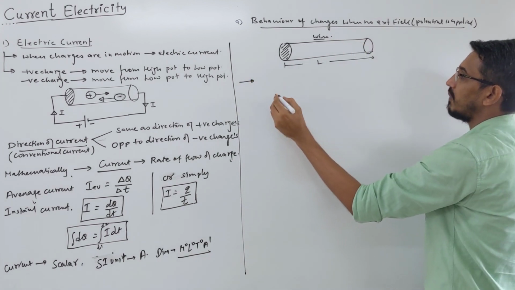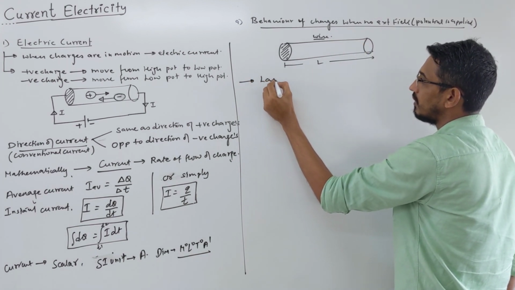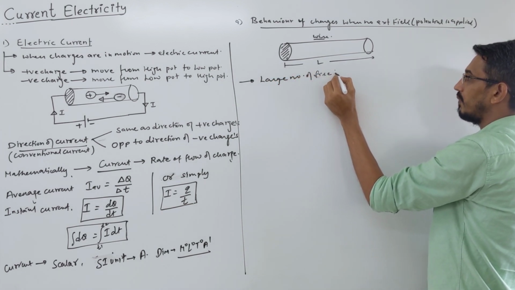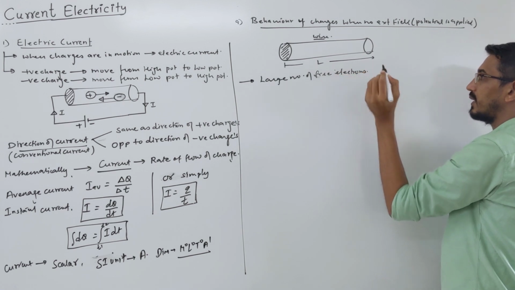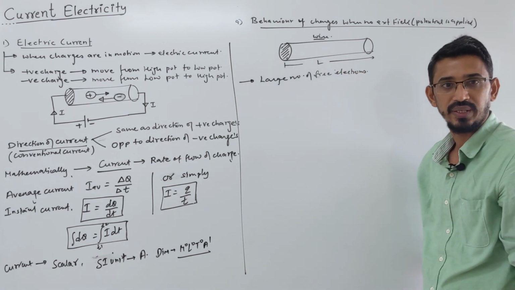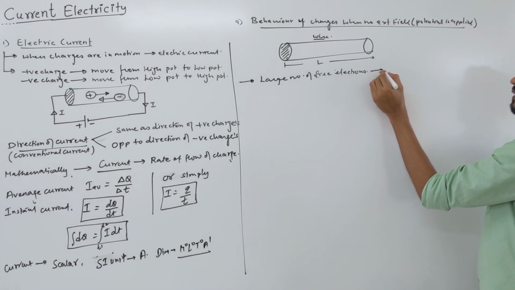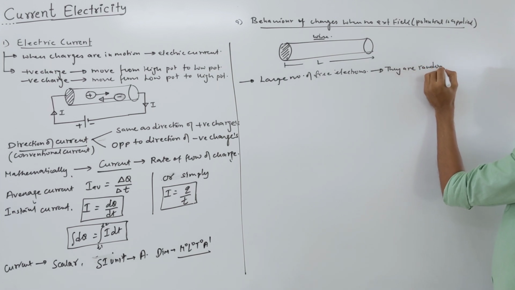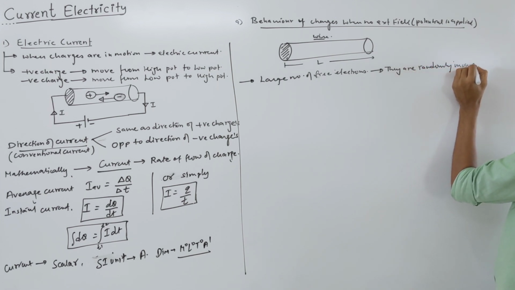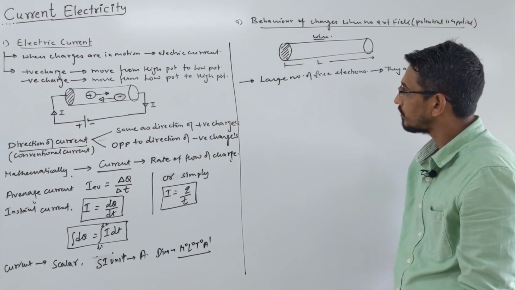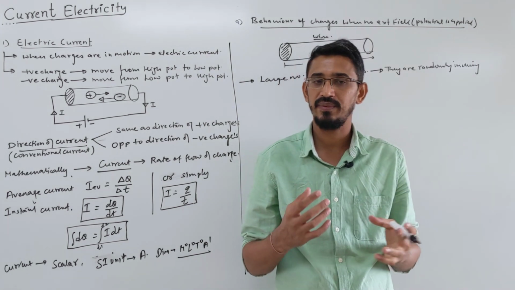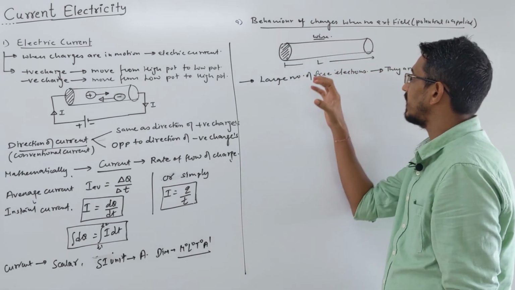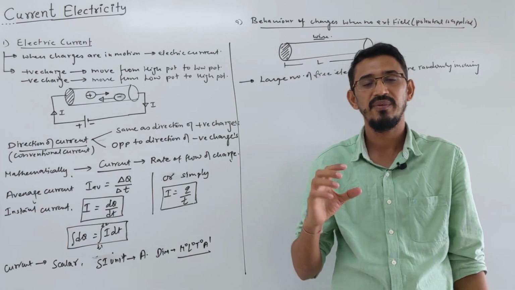First, when no field is applied, a large number of free electrons are there, and they are randomly moving. Why are they randomly moving? Listen carefully. Because a large number of electrons are there in just 1 meter cube of wire. So they are moving because of what? Thermal speed.